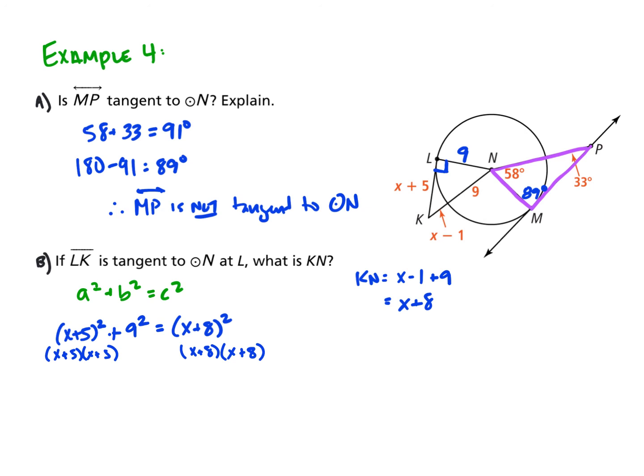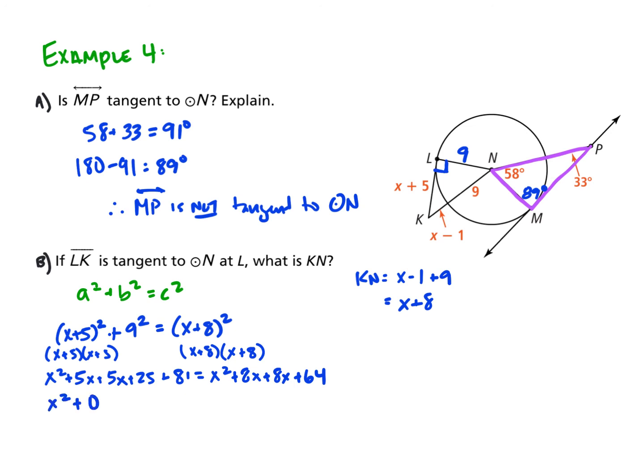So let's go ahead and do that. When I FOIL the x plus 5 times the x plus 5, I'm going to have x squared plus 5x plus 5x plus 25. And then I'll have plus 81 for the 9 squared. And then over here I'll have x squared plus 8x plus 8x plus 64 for when I FOIL these two parentheses. So now we've got a lot of cleaning up to do, right? We have some like terms to combine here and here. Then these two can be combined, and then these two can be combined. So I'm going to combine all those like terms.